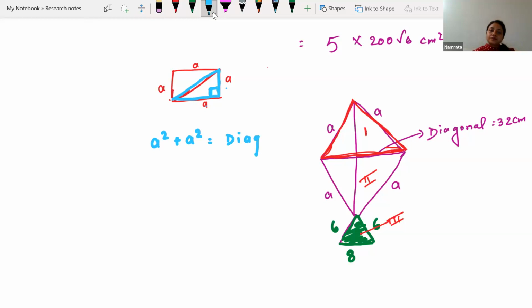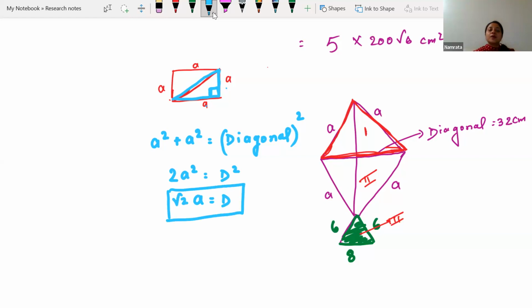Yes or no? If you will look at this teeny tiny square, are you understanding that A square plus A square is equals to hypotenuse square? That is the diagonal only. Yes or no? Are you understanding? Yes, ma'am. So here 2A square we are having, that is diagonal square. Diagonal is root 2 into A. This is the formula for diagonal of the square. Root 2A, root 2 into side. Directly, I can say the formula. That formula for diagonal is root 2A.